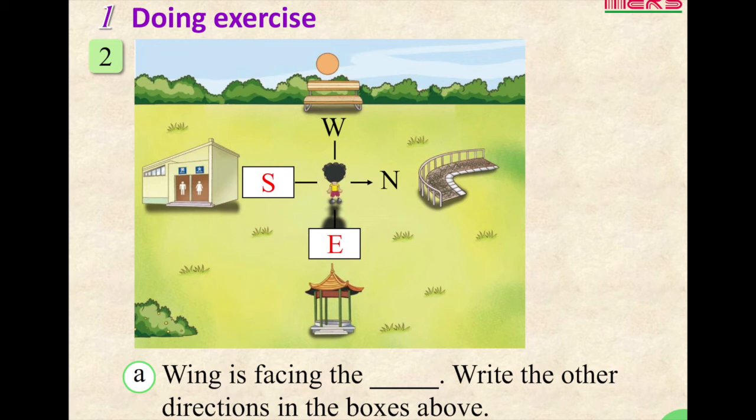So question 2A, now write it down. Which direction is Wayne facing? It means which direction is Wayne looking at? She's looking at the west. So Wayne is facing the west.